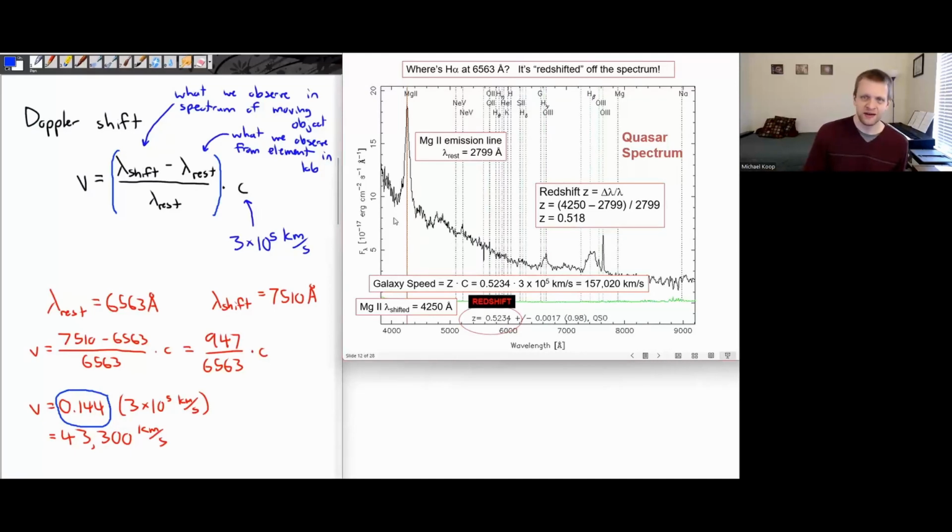In fact, for galaxies that are moving this quick, there's actually a modified version of the Doppler shift equation that we have to put into play. We're not going to worry about that for the purposes of this course. It has to do with special relativity. This equation changes a little bit as you get going really, really fast.